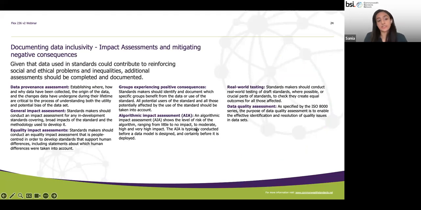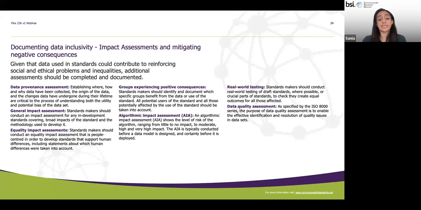Along with broadly considering these factors, there are also a range of different things that we can do. So different governance practices that we can undertake in order to document this. So along with a general impact assessment, understanding the impact of the standard as a whole, things that you can do are a data provenance assessment, an equality impact assessment.